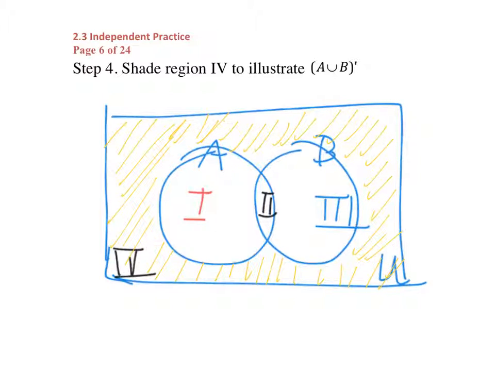So pause the video and give it a try. I think the example that you're given is A complement and then intersect B. So in that case, it's a little bit more complicated: you have to find the A complement first, and then after that, you have to find the intersection between the A complement and the B set. Okay, let's look at the next example.